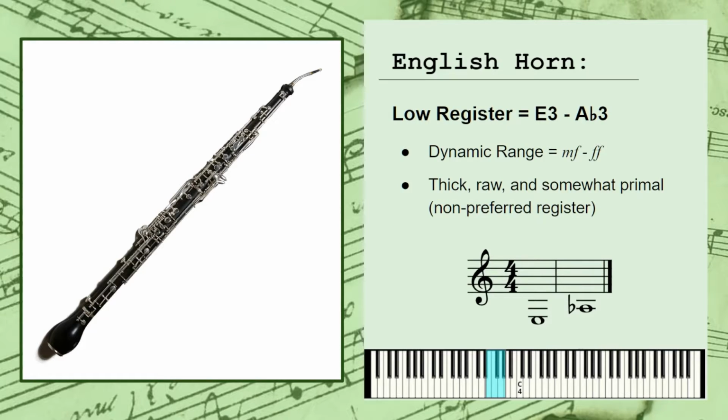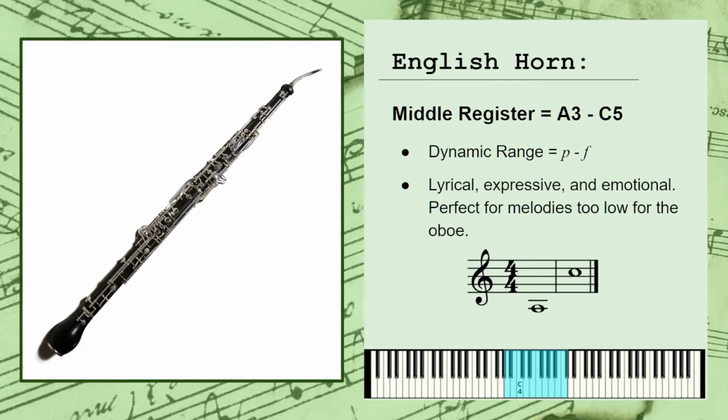The low register spans from E3 to about A flat 3, and has a general dynamic range of about mezzo forte to fortissimo, or somewhat loud to super loud. Much like the oboe's lower register, these notes have a thick, heavy, and somewhat raw quality, especially when performing short articulations. This is a non-preferred register for the instrument, which doesn't mean you can't use it, just that you shouldn't expect a particularly emotional or expressive performance within this range.